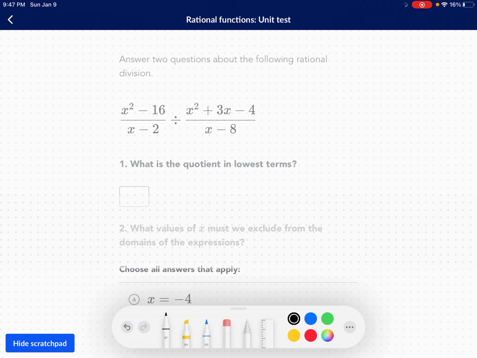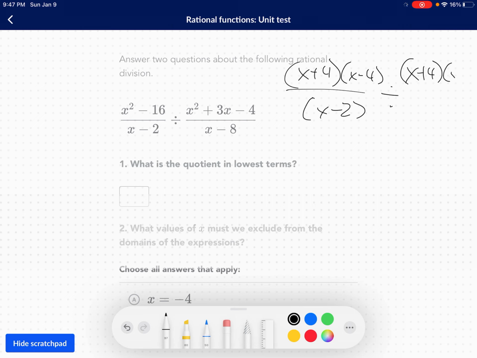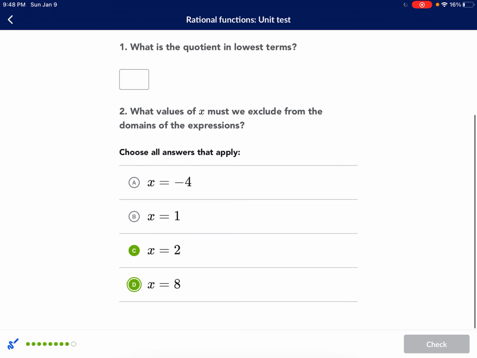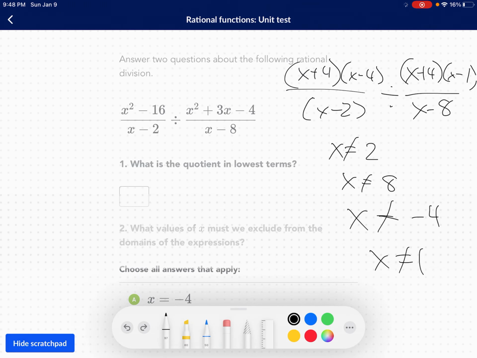Okay, last question. Again, factor: x plus 4, x minus 4, over x minus 2, divided by x plus 4, x minus 1, because 4 times negative 1 is negative 4, and 4 minus 1 is 3, and x minus 8 can't be simplified. X can't be equal to 2 because of this term, x can't be equal to 8 because of this term, and x can't be equal to negative 4 and positive 1 because of these terms, and it's division. So 2, 8, negative 4, 1. So in this case, it's everything.